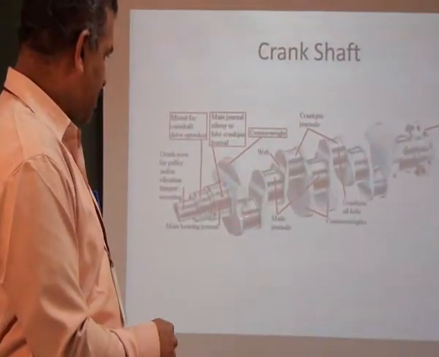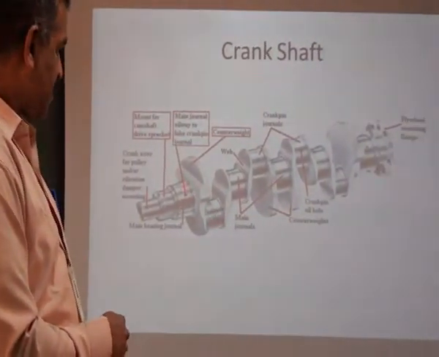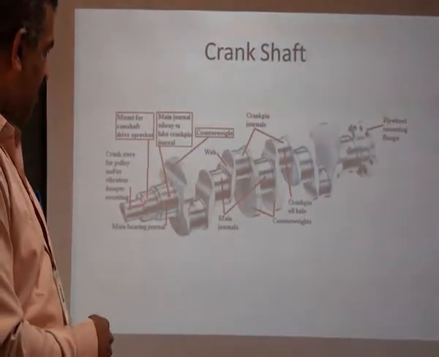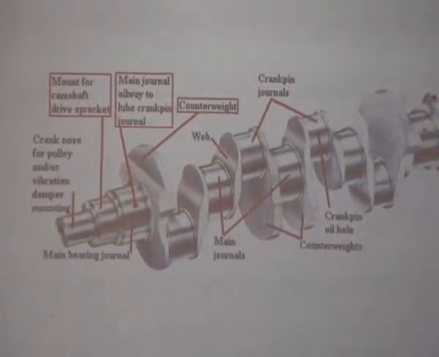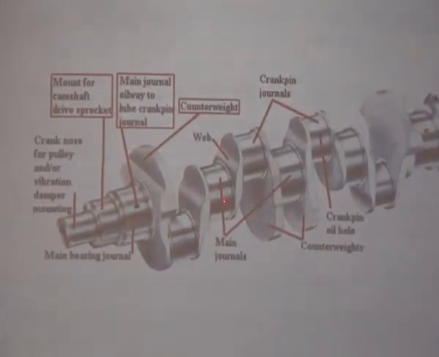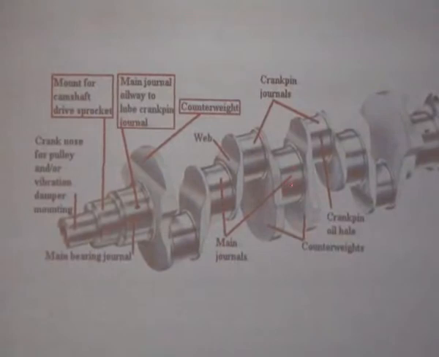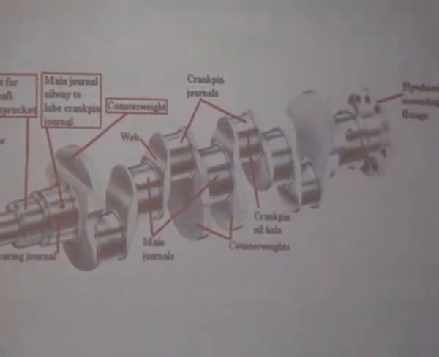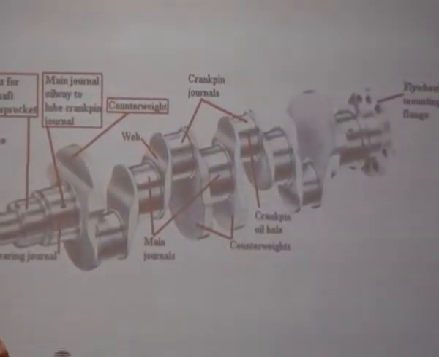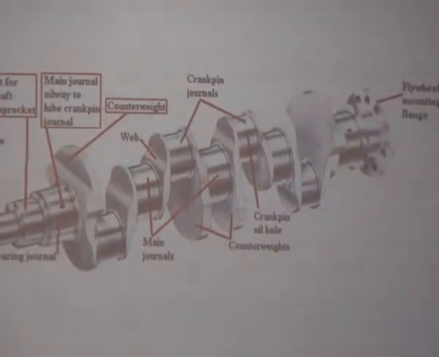Actually, if you are looking at this pin, the first pin, this is away from this. This is the main axis, and this is away from this. That is why I call it an offset. This is again the main journal. This is the main journal. This is the main journal. This is also the main journal. Main journal means it is attached with the crankcase and the bottom portion.